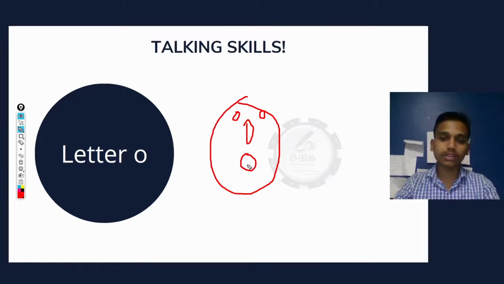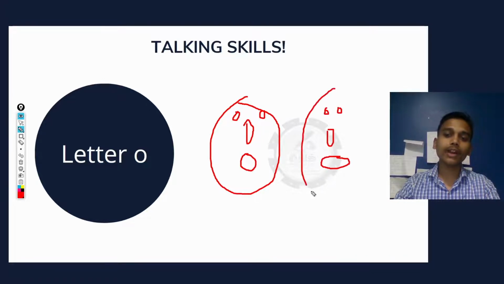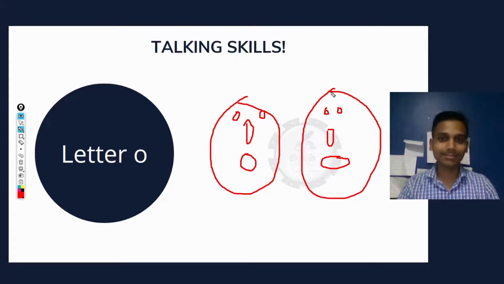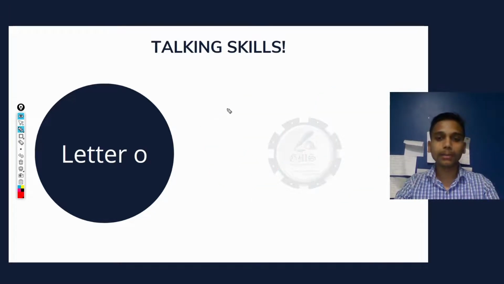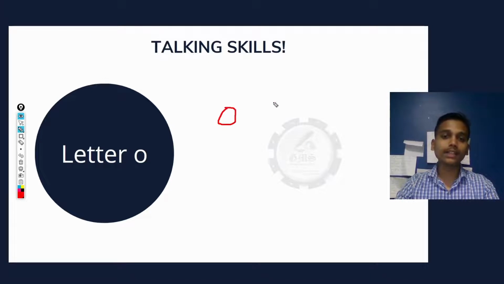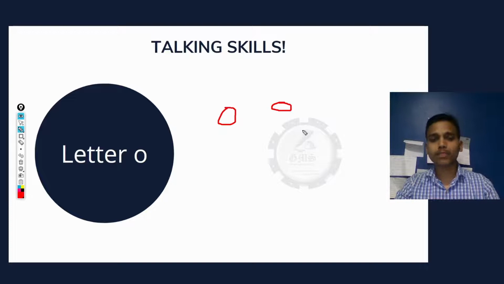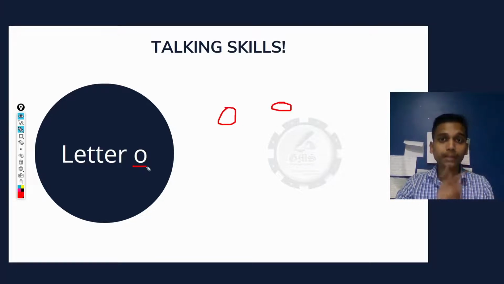Sometimes it may form in a different way, like when you are laughing about something. At that time the O will form differently. Similarly, you will find that writers have different types of O. Some people write O in an oval way like this, some like this, in different manners. In short, letter O represents your mouth. That's why it represents talking skills.